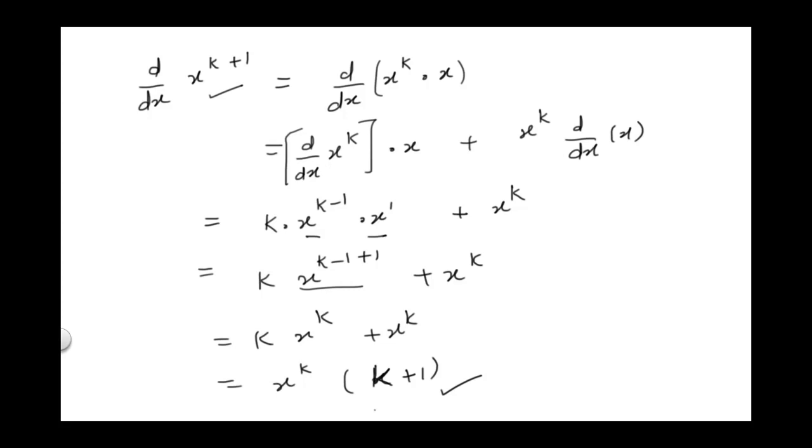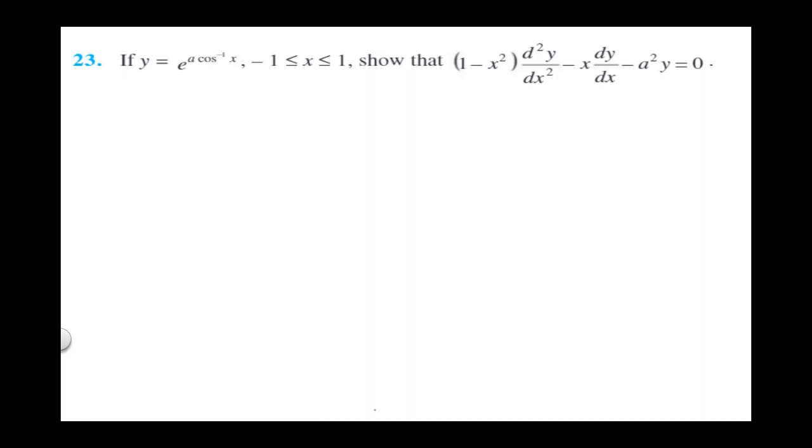Now there is one last question, which is question number 21. It is 23, right? Oh, okay. Here see, y equals e to the power a cos inverse x, right? We have to show 1 minus x square into the second order derivative minus x into the first order derivative minus a square y equals 0.